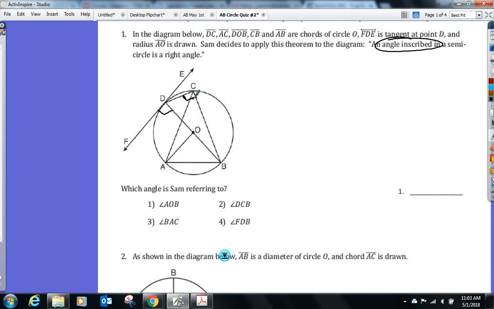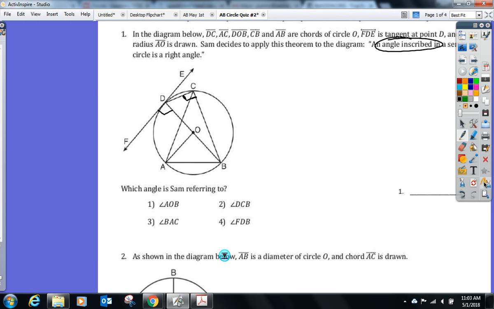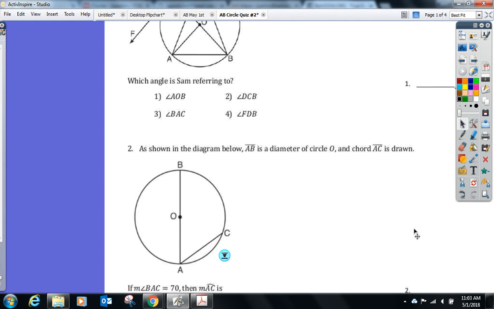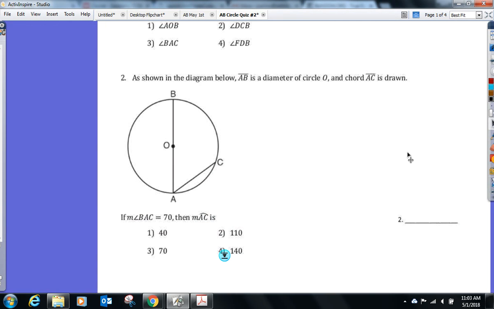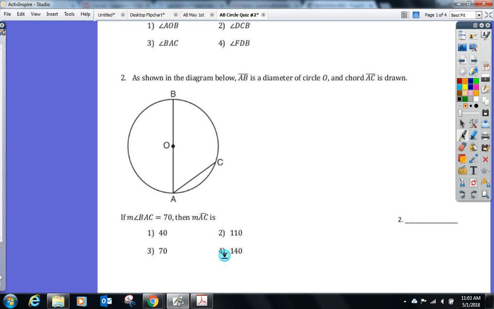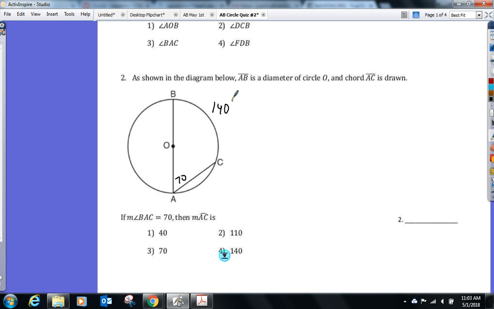Okay, here we go. Number two, second quiz in a row. It breaks my heart here. Read the darn question. Yeah, okay, that's 70. I get it. You doubled it and you got arc BC. I'm looking for arc AC, not BC.